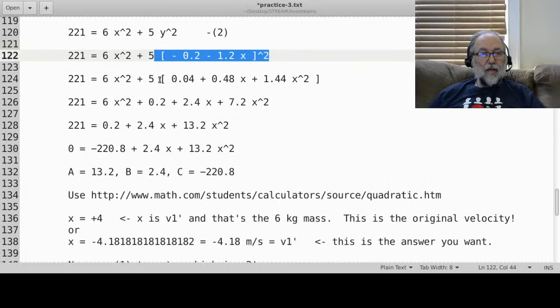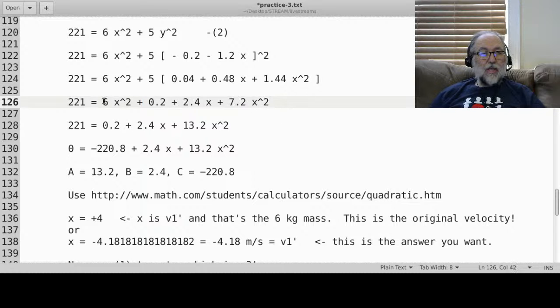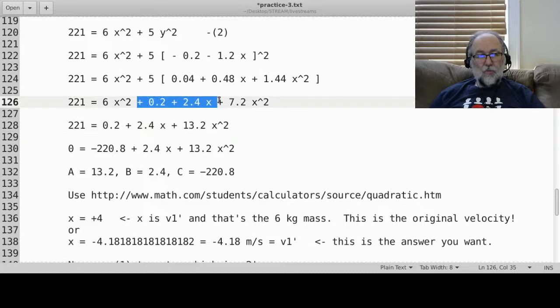Okay, expanded, and then I have 5 in front, so I'm going to multiply 5 times 0.04 and 5 times 0.48 and so on, and that gives me that expression. All right, and then I collected together the terms. I have a 6x squared here, and I have a 7.2x squared here, which add together to give me 13.2x squared. The other terms remain the same.